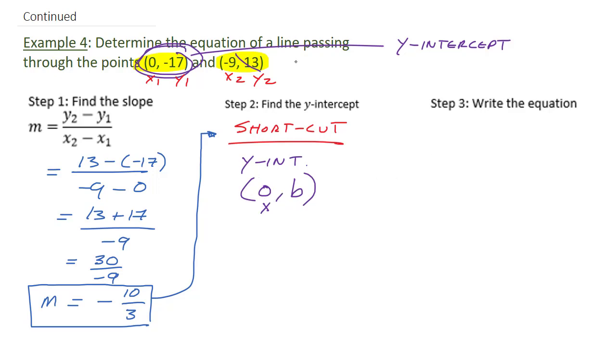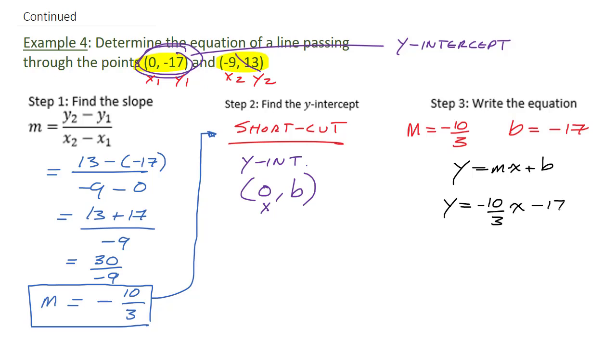So guess what? We already know what b is. So I can just jump to the final answer here. M is -10/3. We still had to do the slope formula. B is -17. All right, so here we go. It's going to be y equals mx plus b. All right, and let's sub in what we know. Y equals -10/3x plus -17, so just -17. I don't have to sub in anything to find it.